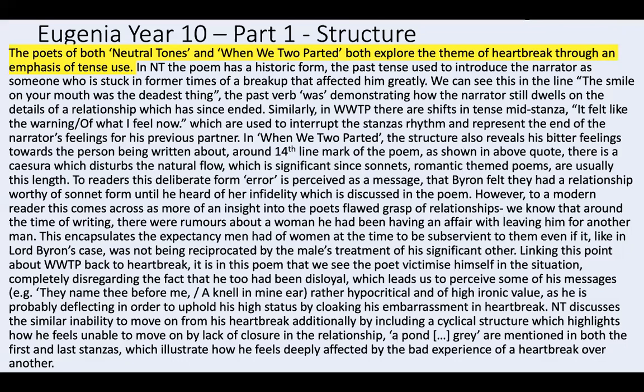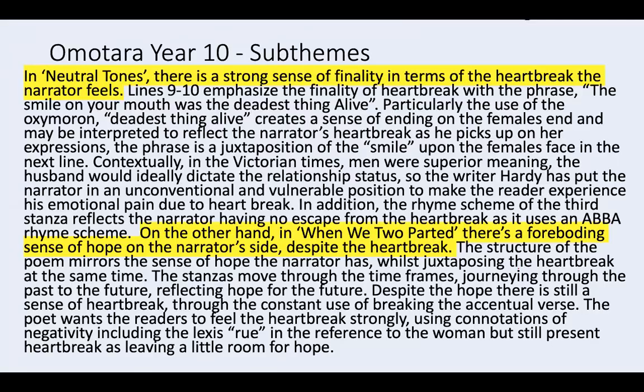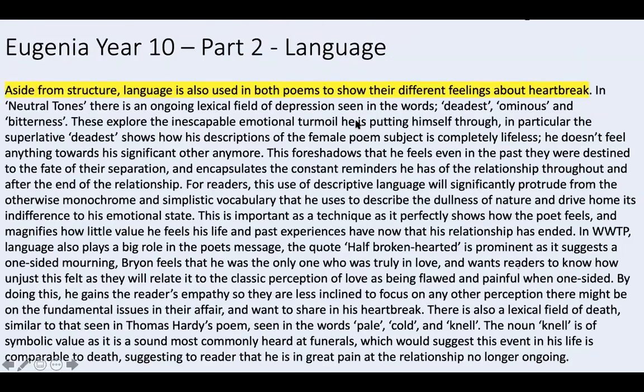Okay, so she looks at enjambments, she looks at cyclical structures, she looks at how the past tense changes to the present tense. So she looks at everything structural that the two poems do that links to heartbreak. And then if I move to her second paragraph, she says, aside from structure, language is also used in both poems to show their different feelings about heartbreak.